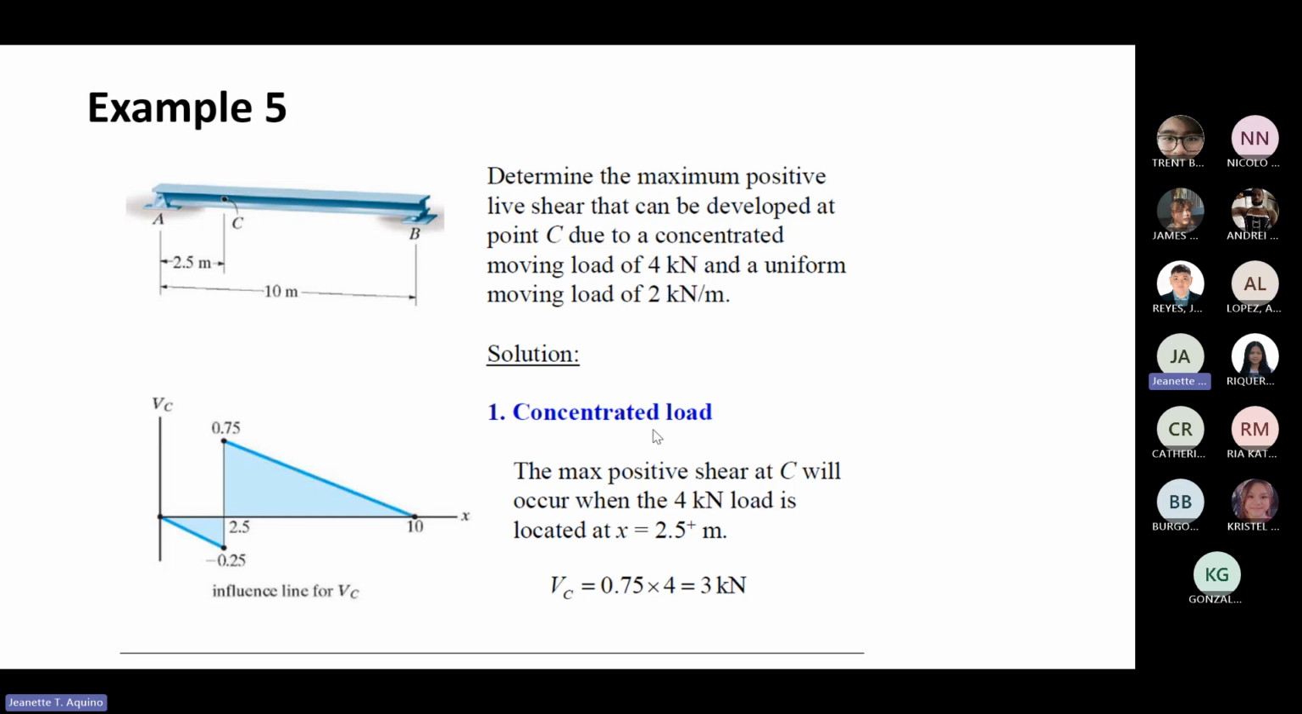For the concentrated load, the maximum occurs when the 4 kilonewton load is located at X equal to 2.5 meters. So VC will be 4.